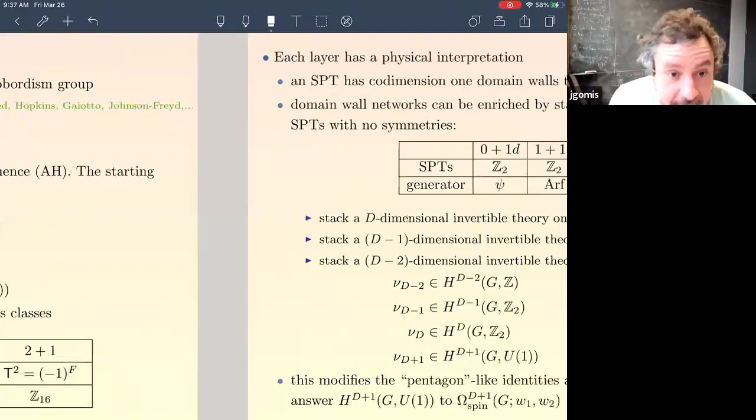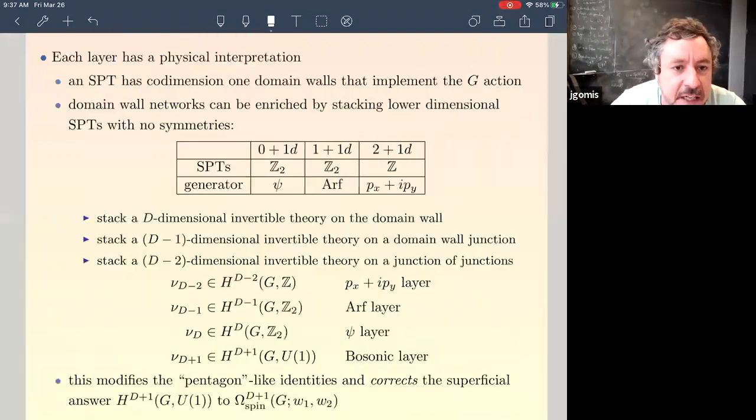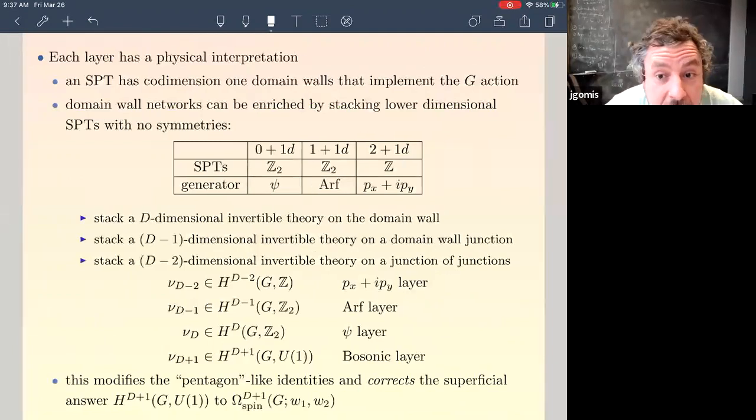Good. Now, what I want to discuss briefly is that each layer has a physical interpretation. I'm going super slow, but anyway, let me say it very briefly. Each SPT in D+1 dimensions, and this is a general statement, any system that has a global symmetry, continuous or discrete, has an associated topological domain wall that implements that symmetry.